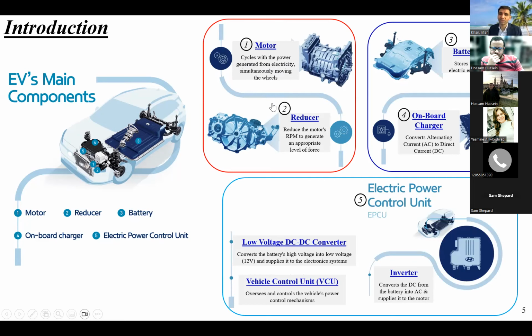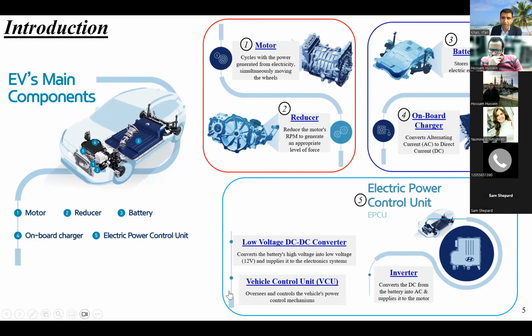Number two is the reducer, which reduces and controls the RPM. It's a mechanical part, a kind of gear, to generate an appropriate level of force. Number three is the battery, which stores electrical energy and feeds it to the motor to run the vehicle. And then we have the onboard charger. We have the traditional level one and level two chargers, which are onboard chargers that convert AC to DC to charge the battery.